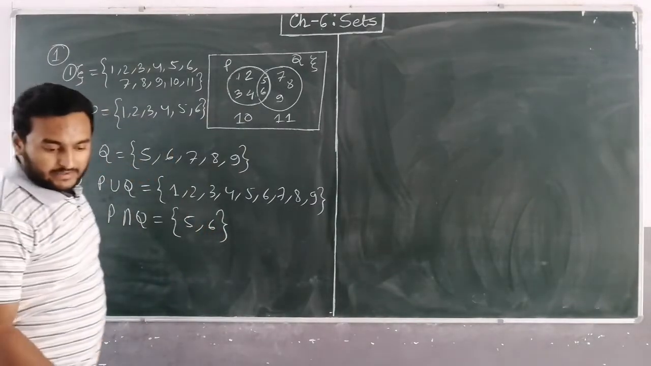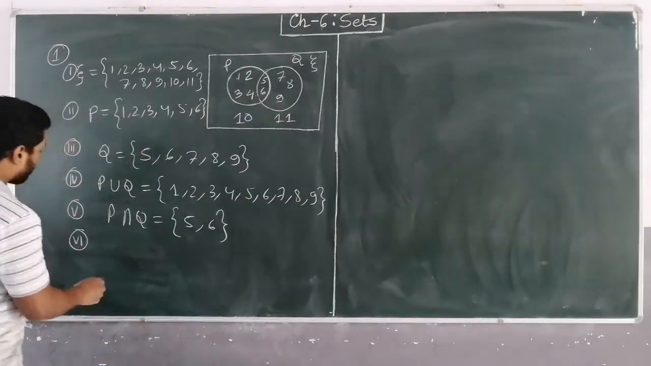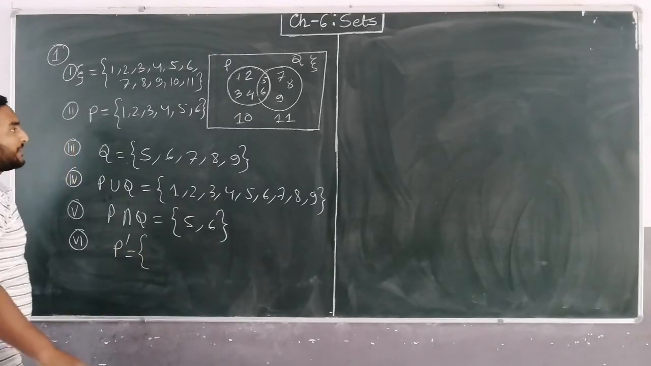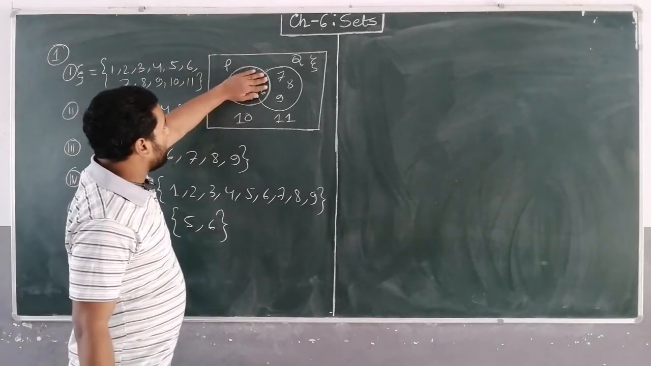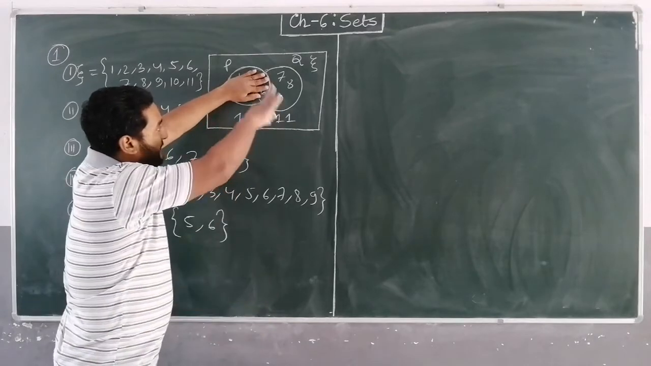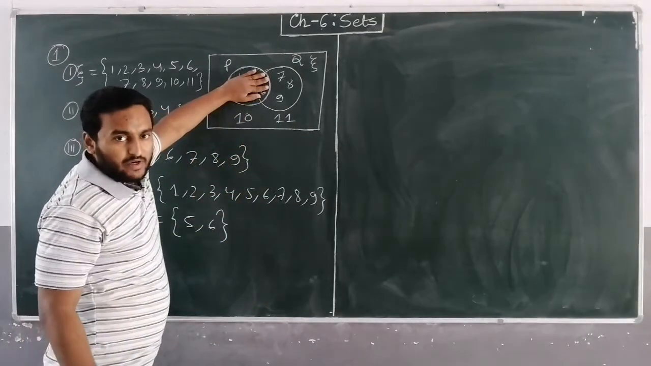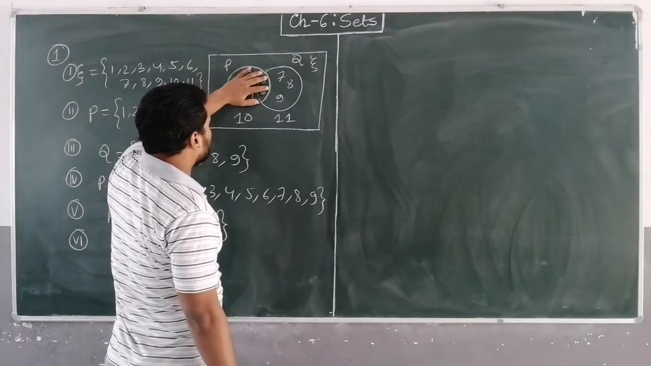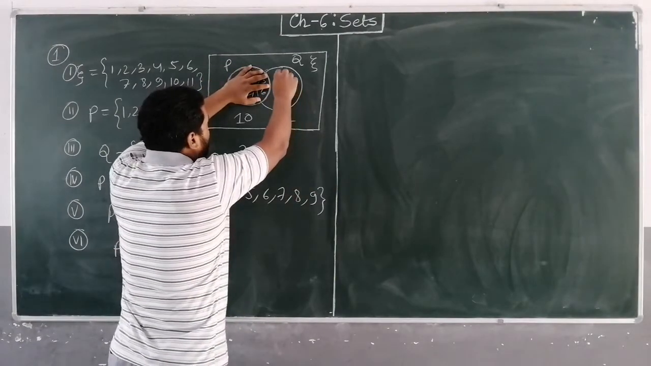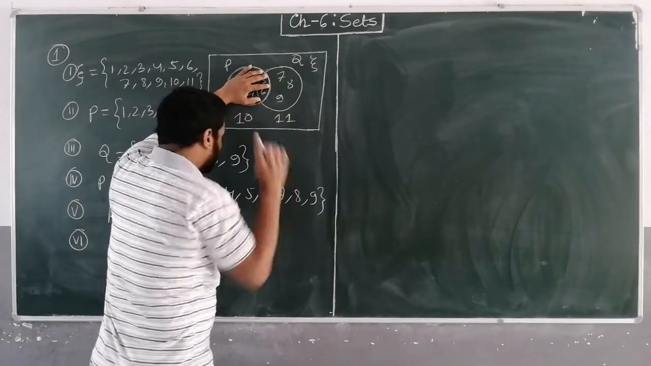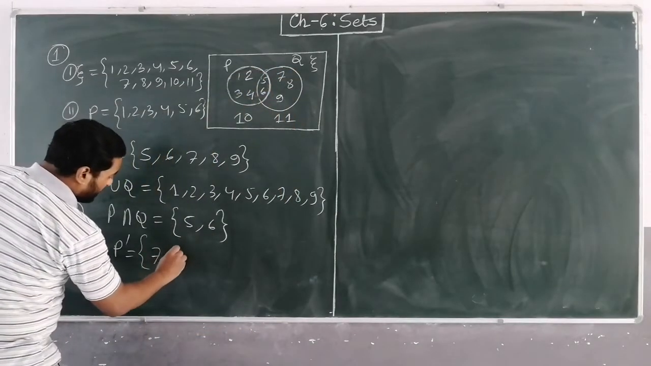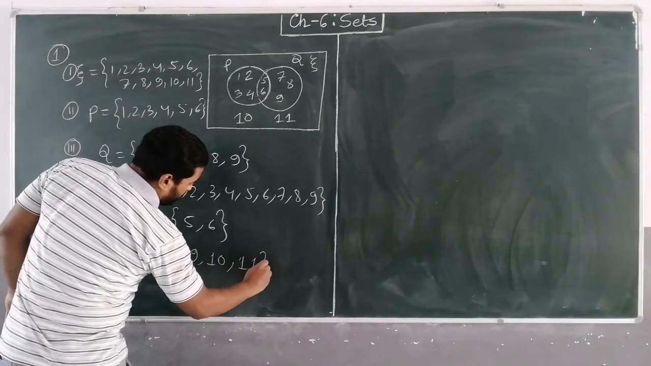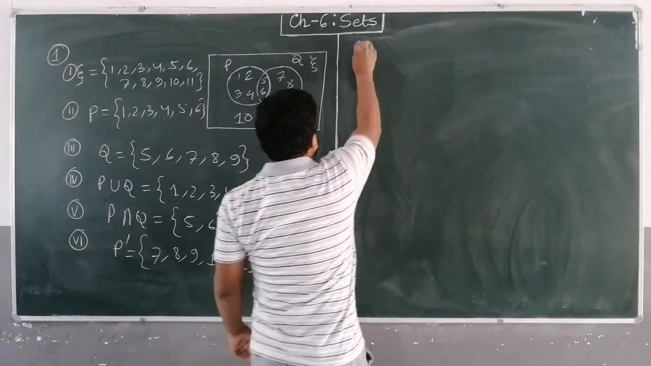Sixth part. It is given that you have to find P complement. P complement means leaving the elements of P, all the elements present in the universal set. Leaving the elements of P, that is 1, 2, 3, 4, 5, 6, you have to exclude these. So the complement will be 7, 8, 9, 10 and 11.